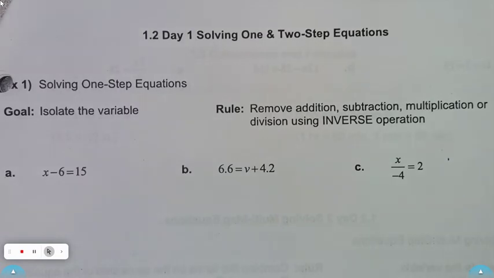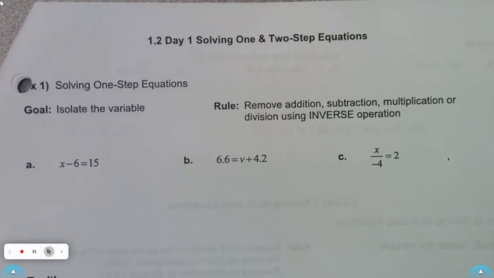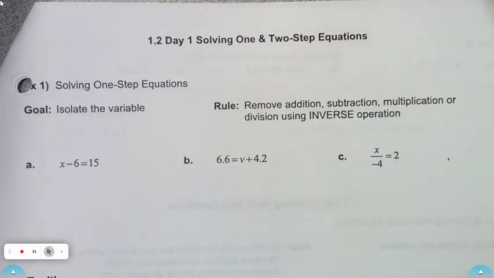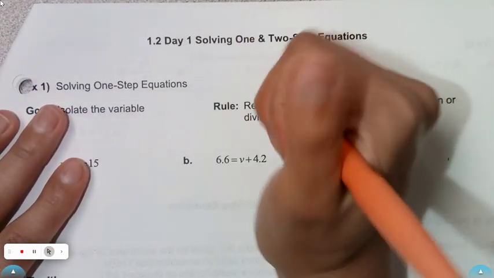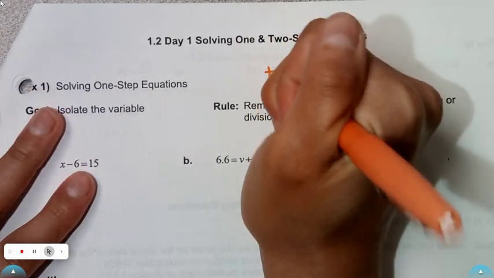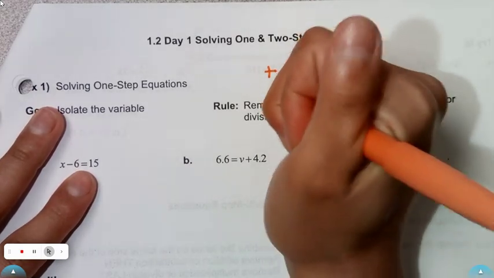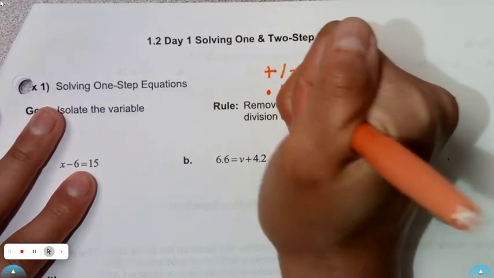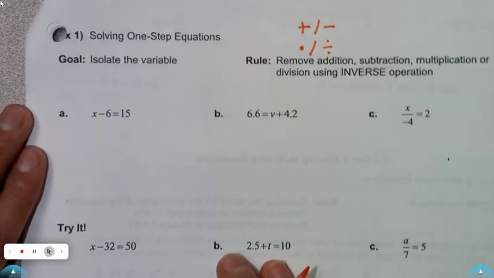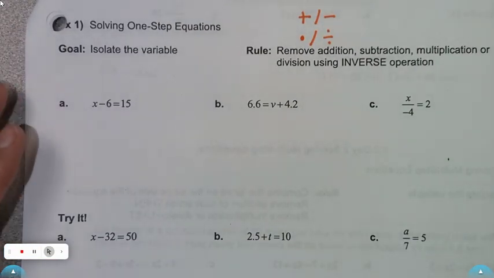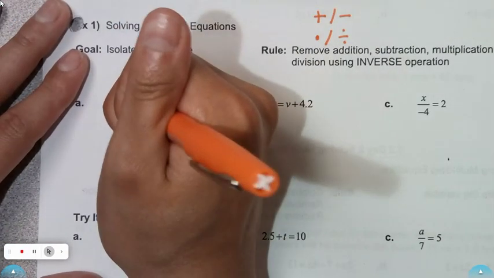All right, so we're going to talk about 1 and 2-step equations here. When you are doing 1 and 2-step equations, you always want to remove the addition, subtraction, multiplication, or division using the inverse operation. So inverse operations are like plus and minus. Those are inverses of each other. And I have multiplication and division. Those are inverses of each other. Okay, perfect. So for letter A, I think it's helpful to draw a line through your equal sign.